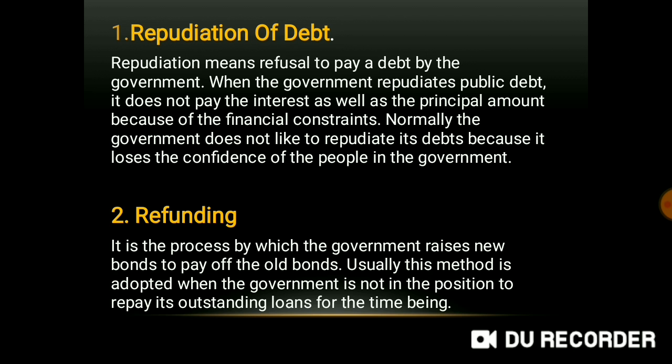The second method is refunding. It is the process by which the government raises the new loans to pay back its old maturing loans. Usually, this method is adopted by the government when it is not able to pay back its outstanding or maturing loans. So, this method normally increases the debt burden of the government as the loans of the government keeps on accumulating. So, this is what is meant by refunding.